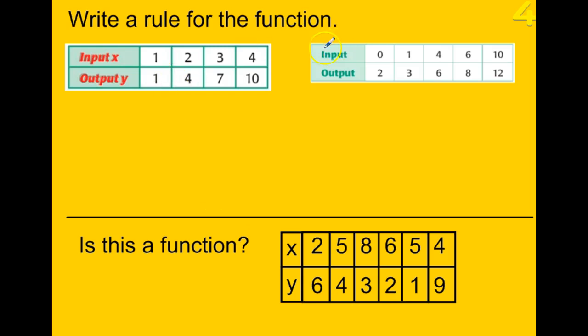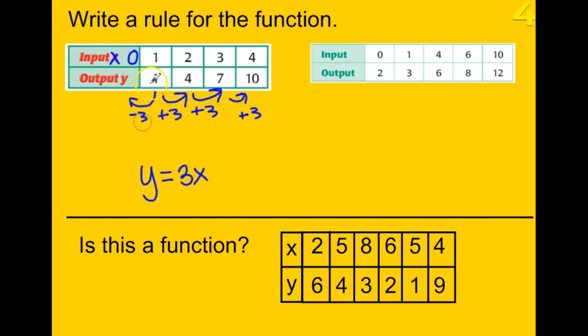Next it says write a rule for the function. First, we need to make sure our x's go by ones. 1, 2, 3, 4. Good. Second, find your pattern. Our pattern, we're going up by 3 each time. So that goes with our x. Y equals 3x. And then look for 0. There's no 0. We need to work backwards. Instead of adding 3, we're going to subtract 3. 1 minus 3 is -2, so it's subtract 2.